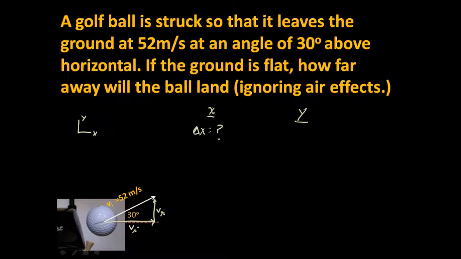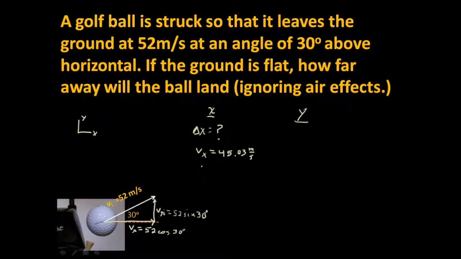How do we compute these? With a little bit of trigonometry. So v sub x is going to be 52 times the cosine of 30 degrees, whereas v sub y initial is going to be 52 times the sine of 30 degrees. We have quite a bit of information here. So that means that v sub x is equal to 45.03 meters per second.